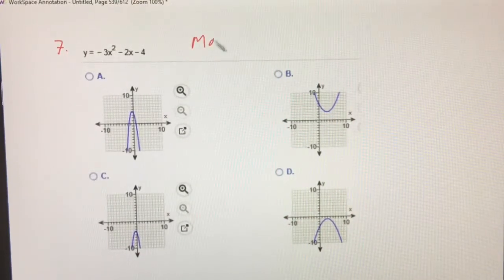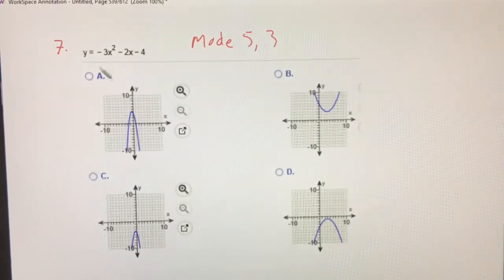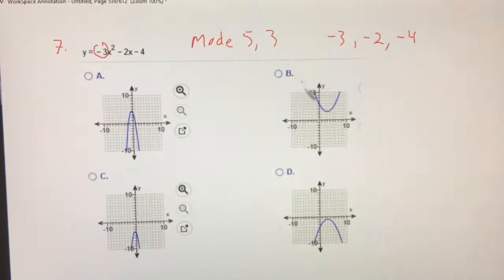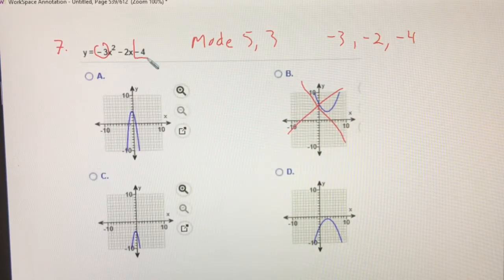Again, I'm going to mode 5-3 it. I'm going to type in -3, -2, -4. Now, I know it's going to be concave down, so I can immediately get rid of B. So I have a choice between A, C, or D. I also know the y-intercept is going to be -4. So that looks like it goes through -4. That one looks like it goes through -4. This one goes through +4. It has to go through -4, so it can't be A.